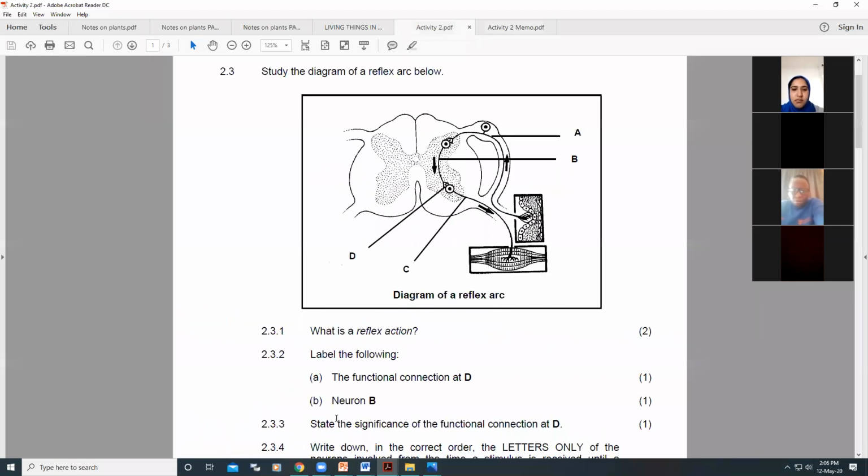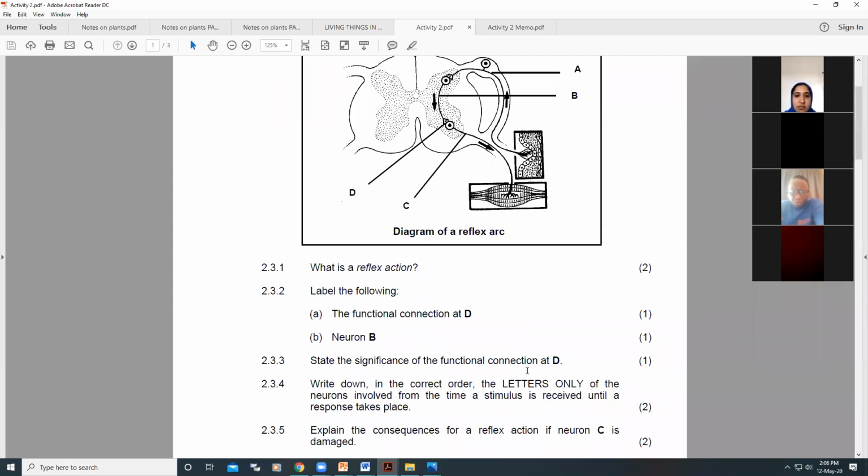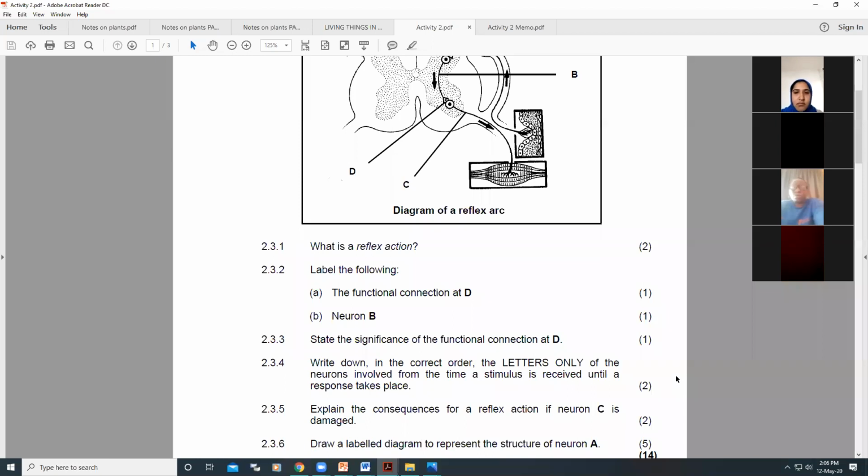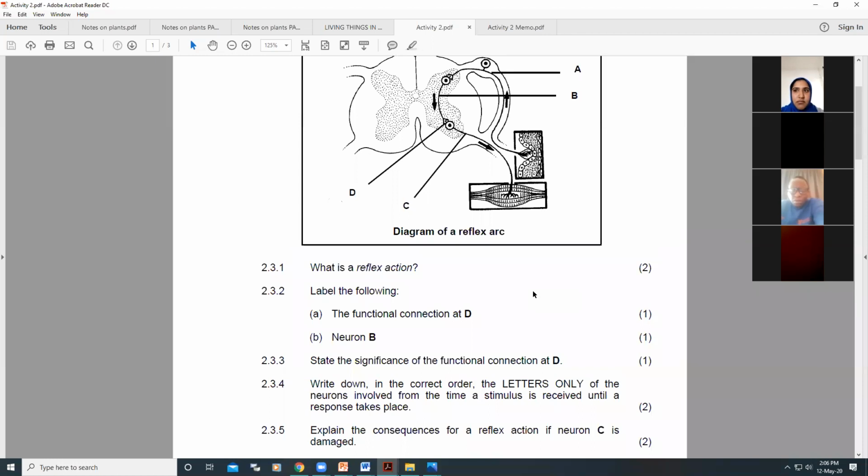Okay, if you go back to the question, it says, state the significance of the functional connection at D. So when they're saying give the significance, why is it important? Basically, it's requiring from you to give the function. So what's the function of a synapse? Okay, it joins two neurons. That's correct, but I don't think that's in the memo. It's the kind of description to say that it joins two neurons. It's a microscopic gap where two neurons join. That's more of a description of what the synapse is.